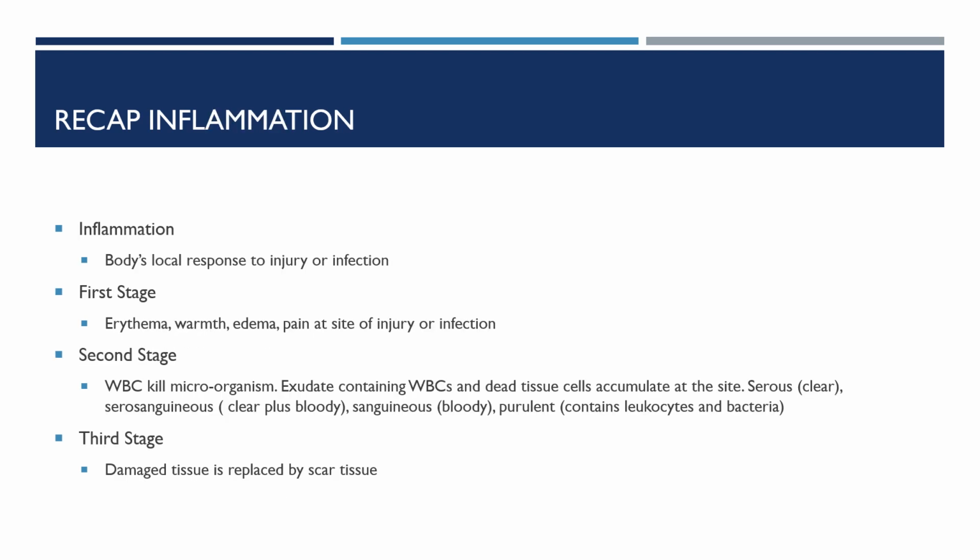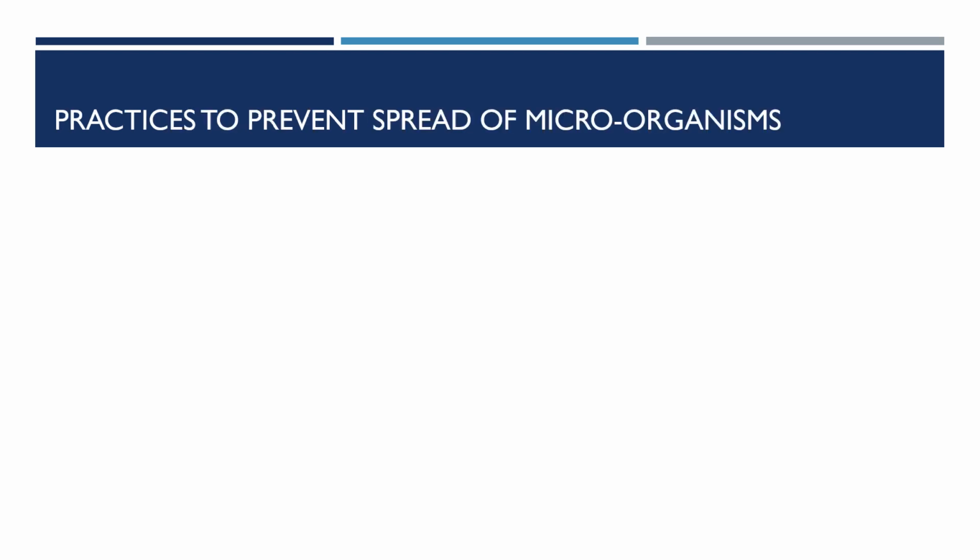Inflammation is the body's local response to the injury or infection. The first stage is going to look like erythema, warmth, redness, and pain at the site. In the second stage, the white blood cells kill the microorganisms. They'll start having exudate. In the third stage, those damaged tissues are replaced by scar tissue.